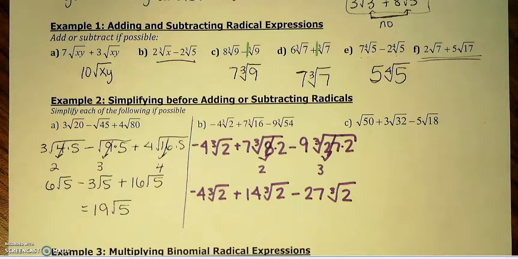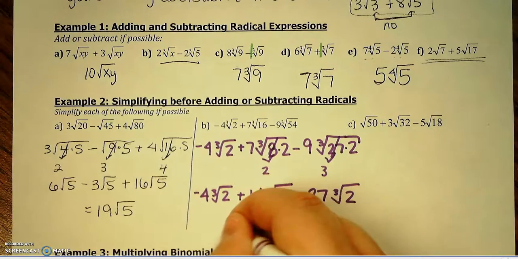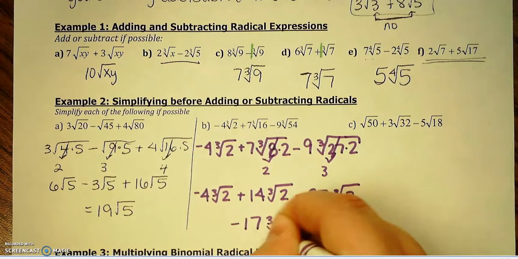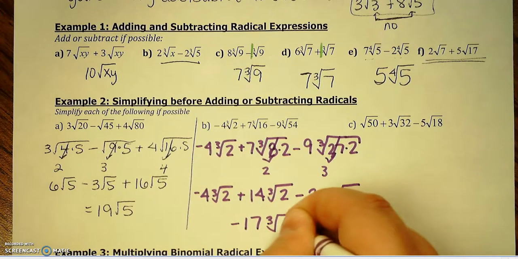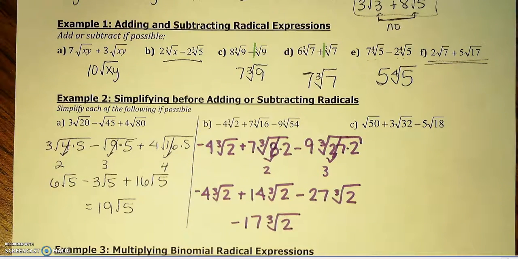So I'm going to do negative 4 plus 14 minus 27. So the final simplified answer here is negative 17 roots of 2. Notice in none of these situations am I changing anything under the radical. You don't actually add anything there. Those should stay exactly the same.